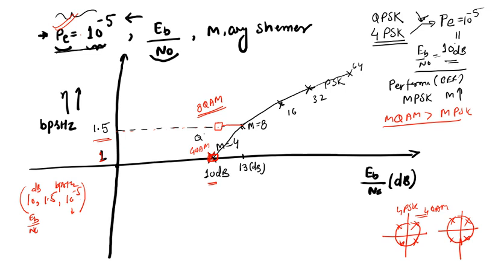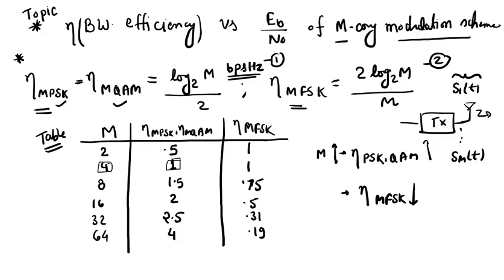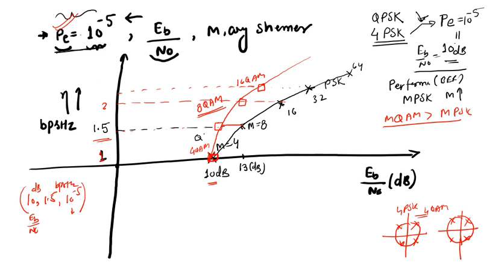Similarly, when you compare 16 QAM and 16 PSK, the spectral efficiency is the same. However, we need less power in order to get the same probability of error. Therefore, the curve would look something like this, right? You can put this value from this table, 2.5 and so on.